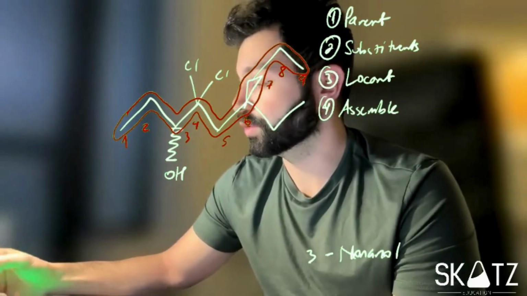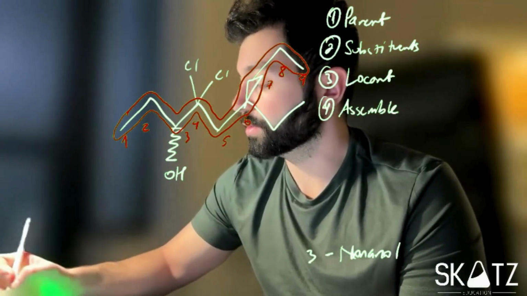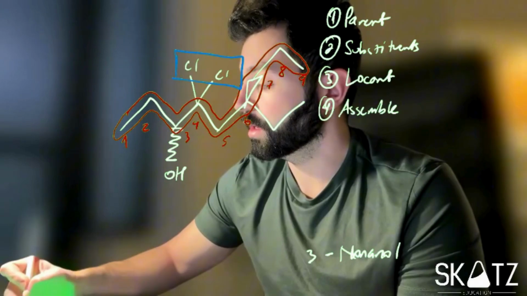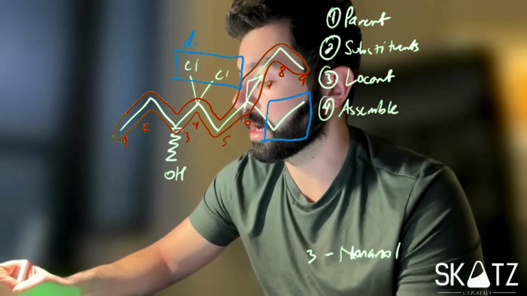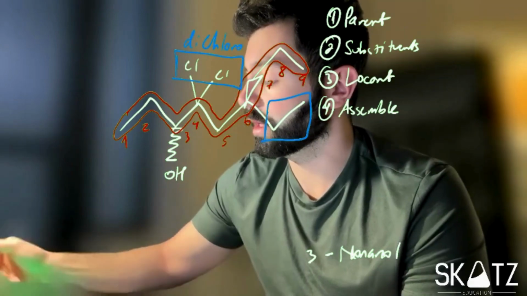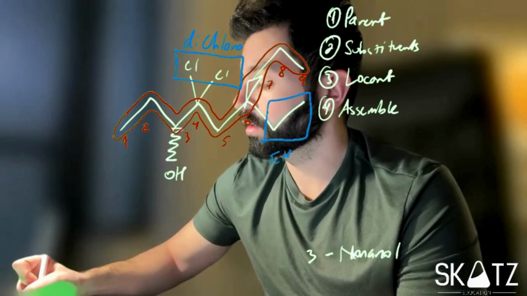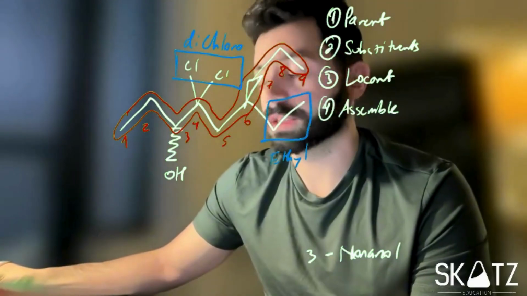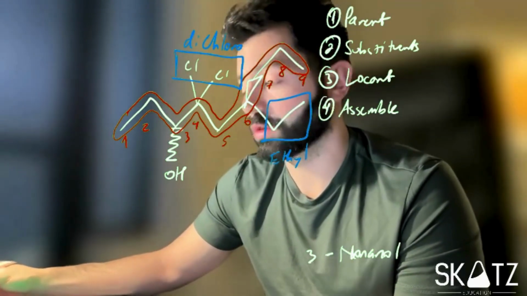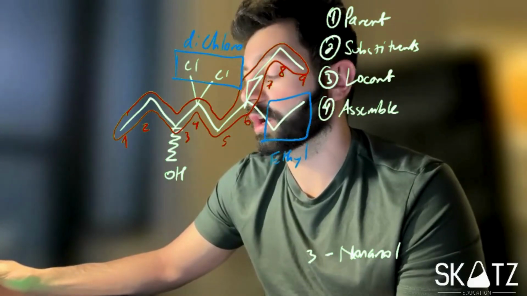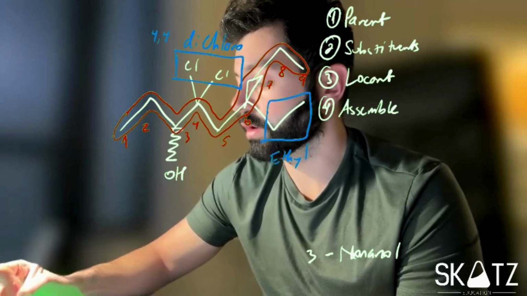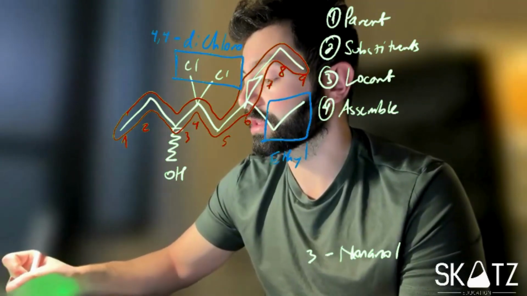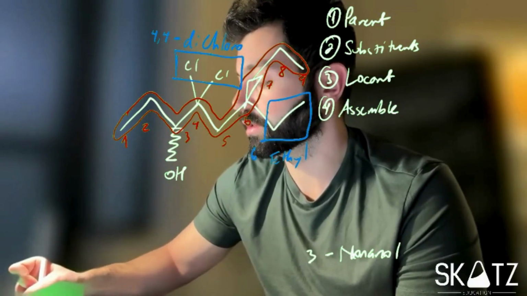Next, let's look at substituents. So we have 2 substituents here. We have these chlorines, and we have this ethyl group here. So since there's 2 chlorines, we put dichloro as the name, and we have an ethyl here. That's how we name these substituents. Next, let's assign a locant. So the chlorines are sitting on carbon number 4. And since we have two of them, we put 4, comma 4, and then a dash. And then the ethyl, since it's sitting on carbon number 6, we put a 6 dash ethyl.